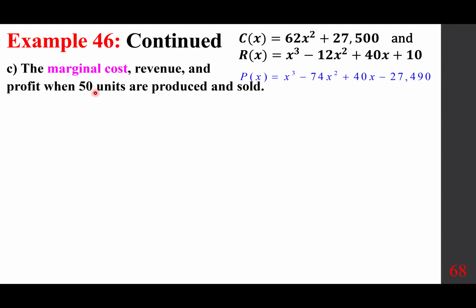So marginal is an expression in business that refers to differentiation. So when we say marginal cost, that means find C prime. And if a number is given, plug in. If this number is not given, find the marginal cost. That means find C prime of X. So C prime of X is 62 times 2, 124X. So marginal means differentiate.